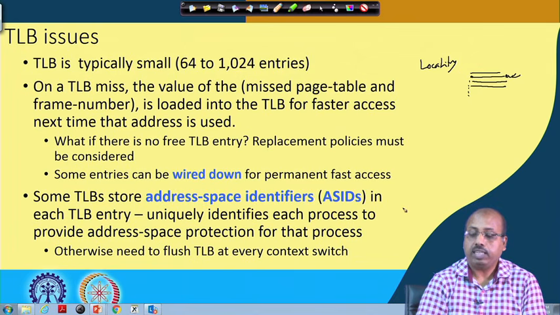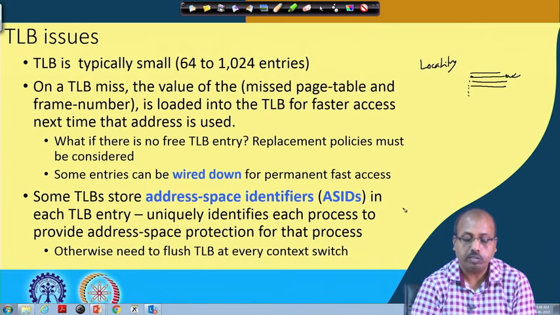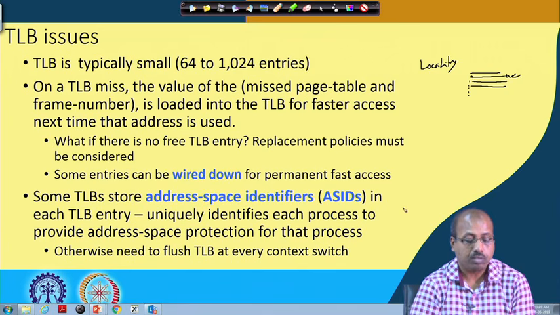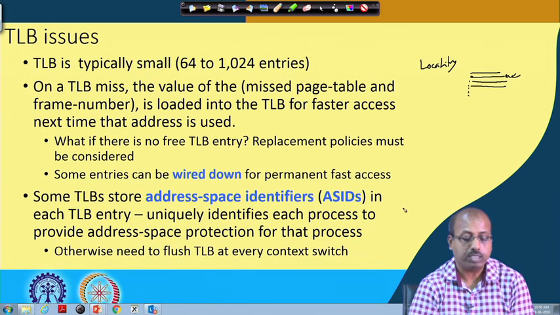So, this is one thing, and this is called the locality of reference. If there is a TLB miss, the value of the missed page number and frame number is loaded into the TLB for faster access the next time that address is used, or the addresses in the vicinity are used. What if there is no free TLB entry?